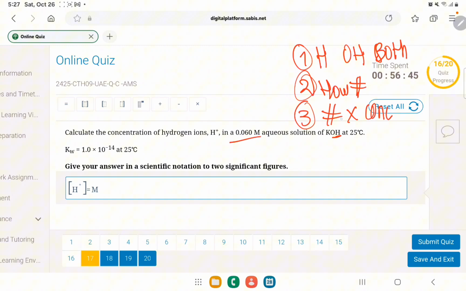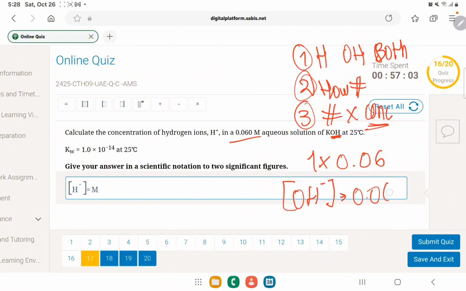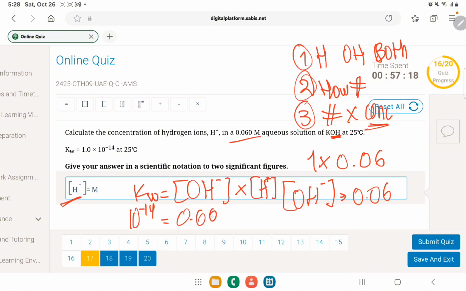Okay, so I wrote the steps, and now we check if we have an H or an OH or both. We have only one OH, so 1 times the concentration that they gave us, so 0.06. So the concentration of OH- is equal to 0.06. Now if you want to find the concentration of H plus, we use the Kw formula, which is equal to the concentration of OH- times the concentration of H plus. So 10 to the power of negative 14 is equal to 0.06, no, that's 0.6 times x.